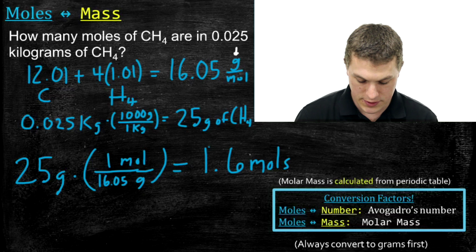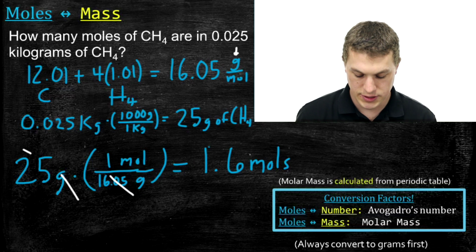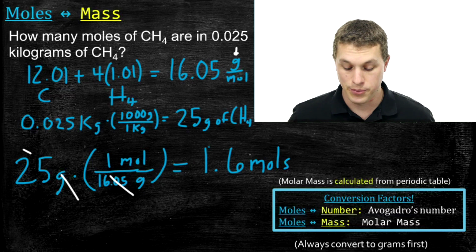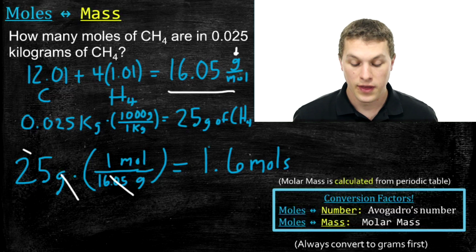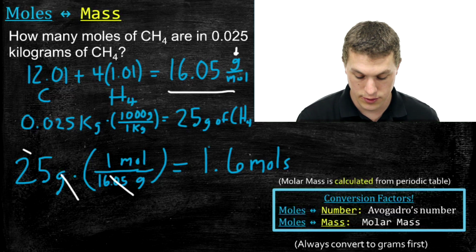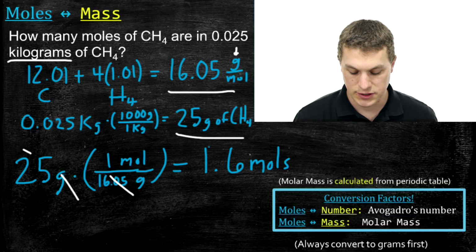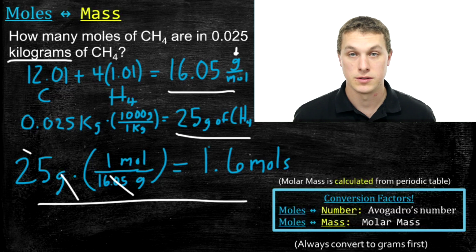So we have 1.6 moles of methane, and their grams cancel out. So to do this problem, first we calculated the molar mass of our methane. That's right here. Then we realized, okay, since our mass of methane is in kilograms, we need to take that to grams, and that's what we did there. And then we just plugged it into our conversion factor.